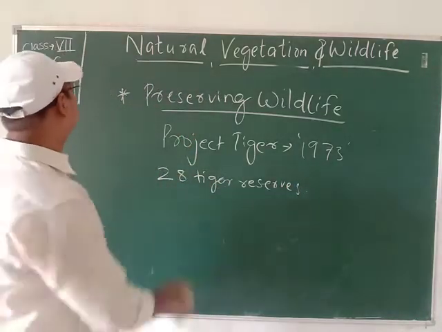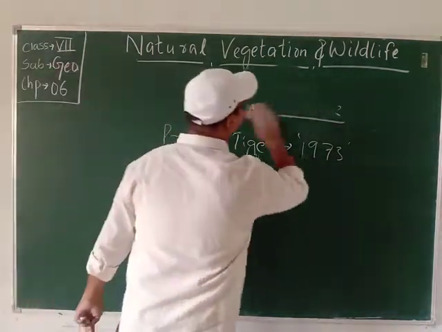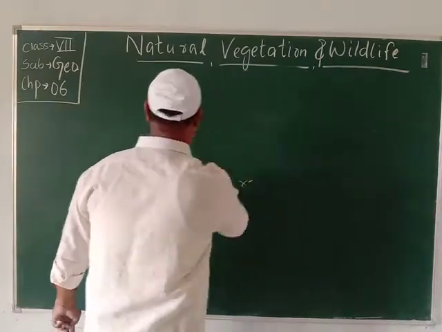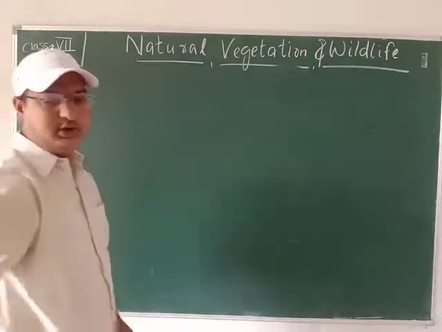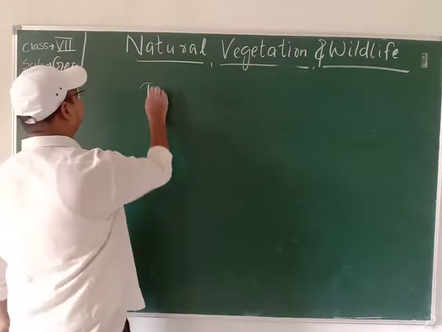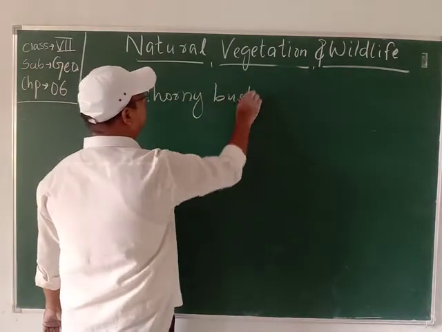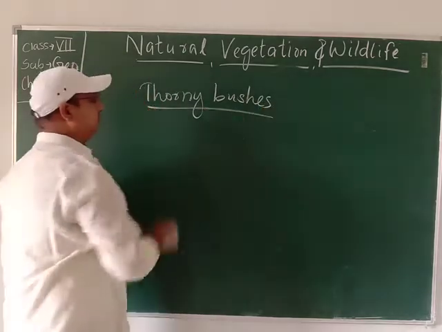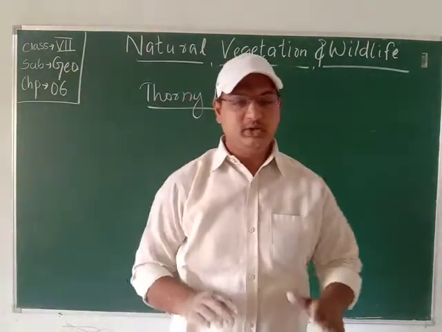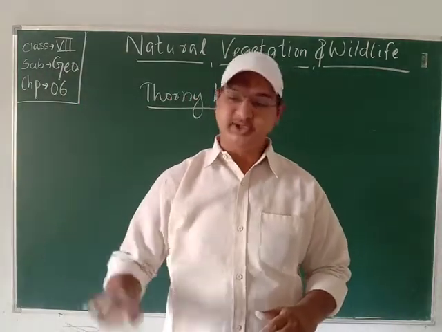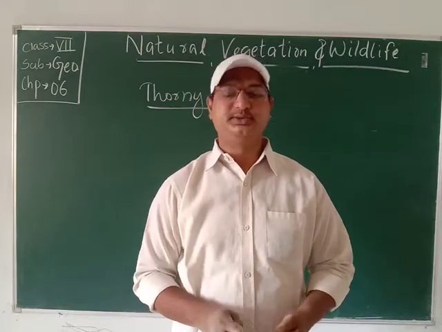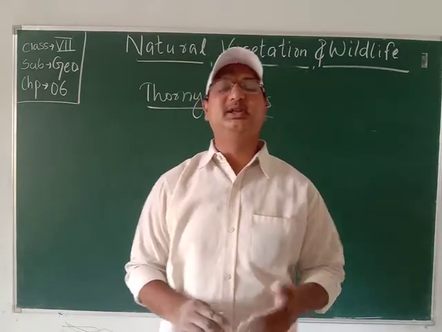Now, students, the last subtopic is the thorny bushes. Thorny means plants having thorns. So what do bushes mean? We cannot call them trees, they are small herbs. They are found in the dry desert regions.